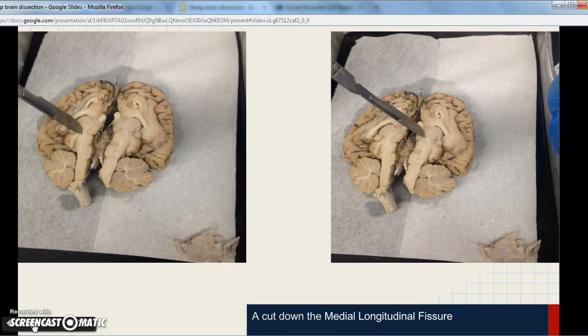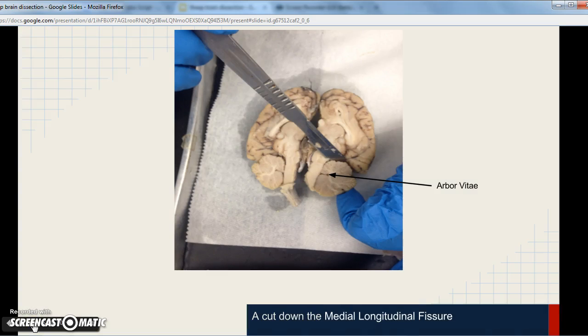These two pictures are the sheep brain cut in half. We are pointing to the left and right thalamus of the sheep's brain. The arbor vitae is a deep slit in the cerebellum that brings sensory and motor information to and away from the cerebellum.